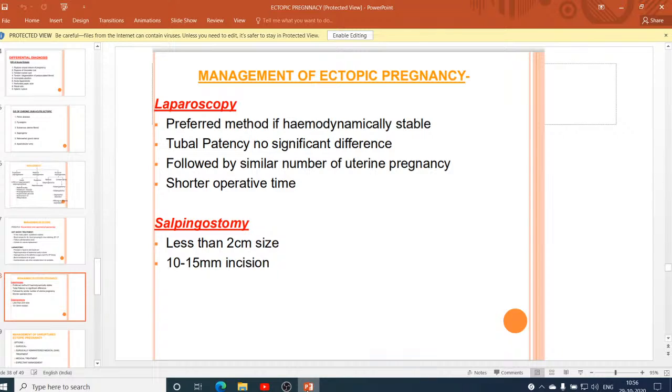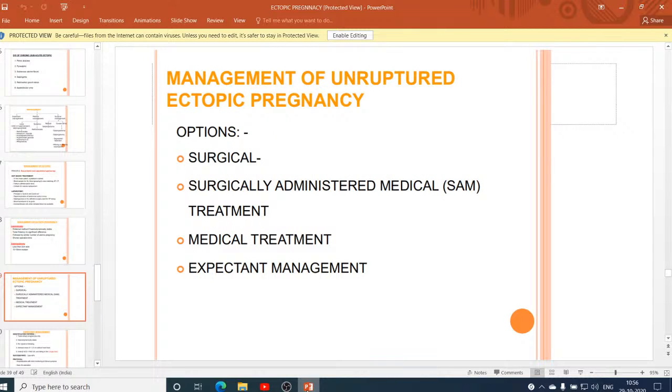Salpingostomy: for less than 2 cm size, a 10 to 15 mm incision will be given. If the ectopic is less than 2 cm size, we can do salpingostomy.